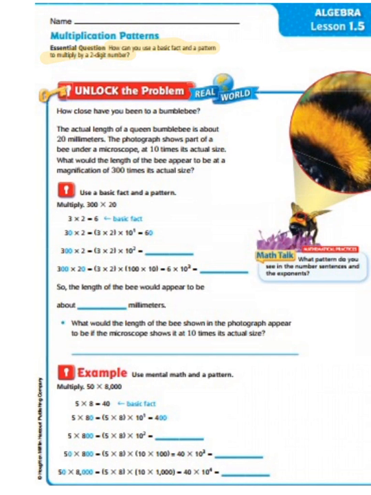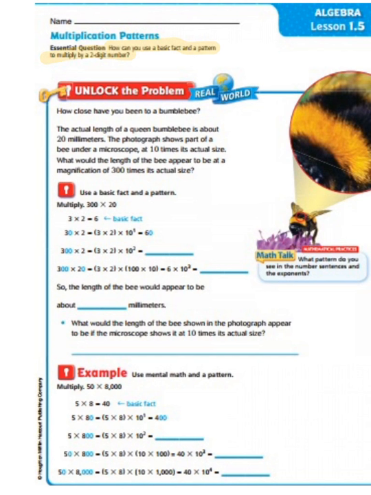How close have you been to a bumblebee? The actual length of a queen bumblebee is about 20 millimeters. The photograph shows part of a bee under a microscope at 10 times its actual size. What would the length of the bee appear to be at a magnification of 300 times its actual size?